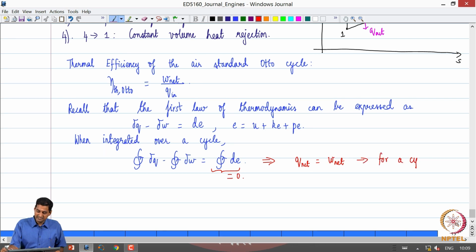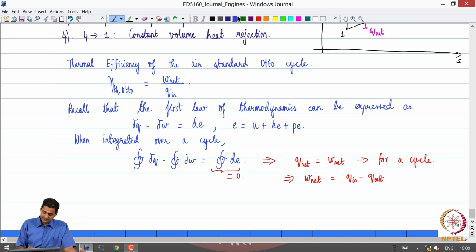Okay. This expression is true when you have a cycle, right. So, the net heat transfer over a cycle is going to be equal to the net work output from that cycle. So, what can we say about this Otto cycle? The net work output of the Otto cycle should be equal to the net heat input given to the Otto cycle. The net heat input is going to be the heat which is given in minus the heat which is taken out or rejected, right. That is going to be Q in minus Q out.